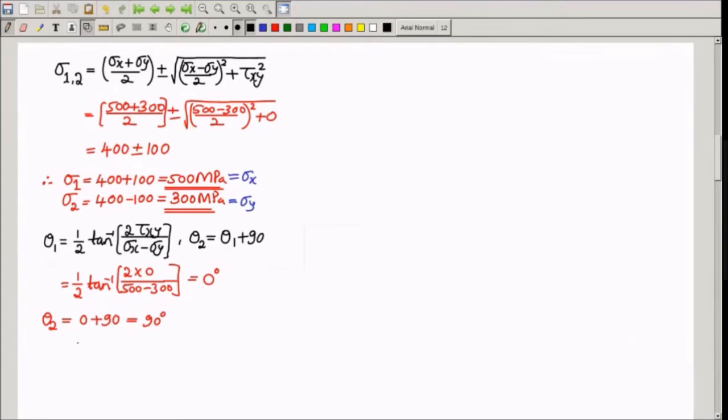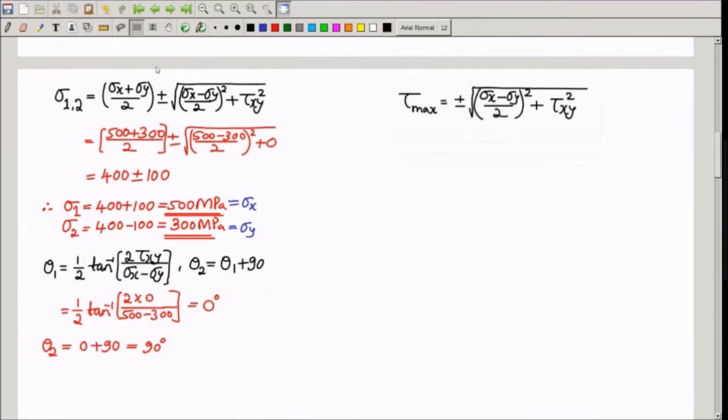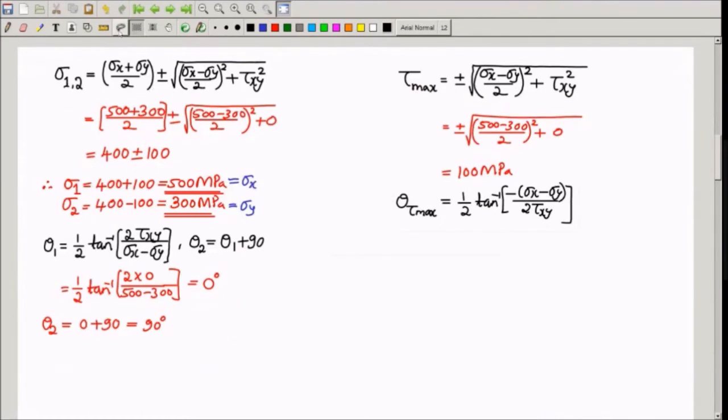We can find out tau max now. Tau max equation is here. We'll substitute the values. Plus or minus square root of ((500 minus 300) divided by 2) whole square plus 0 square. The tau max will be 100 megapascal. And the angle for this tau max, theta tau max, is actually equal to half tan inverse of minus (500 minus 300) divided by (2 into 0). So it is actually tan inverse infinity, right? Anything by 0 is infinity. So tan inverse infinity is 90 degree, so theta is 45 degree. This is the inclination of maximum shear stress.